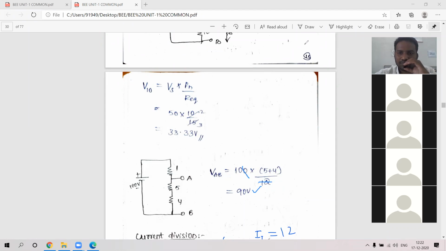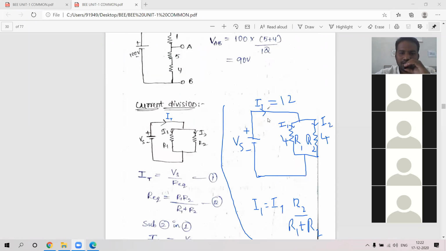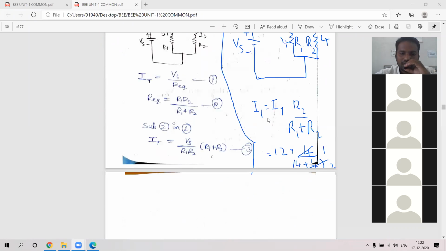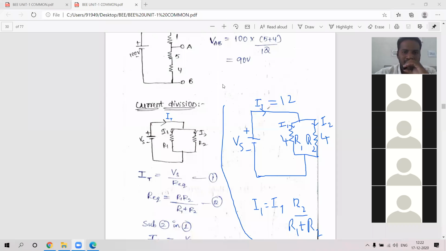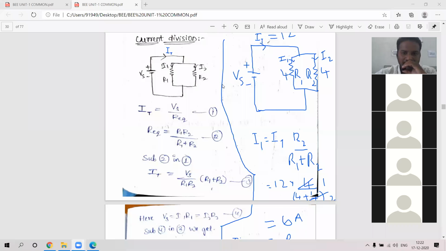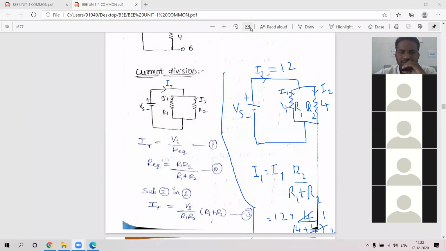Finished, everyone? Yes, sir. Okay, voltage division is finished. Now we will go with current division. Does current divide in series or parallel, tell me. Parallel. Current divides in a parallel connection. Very good.